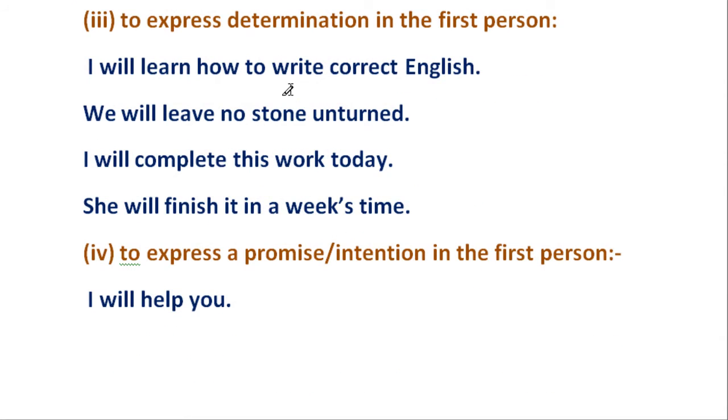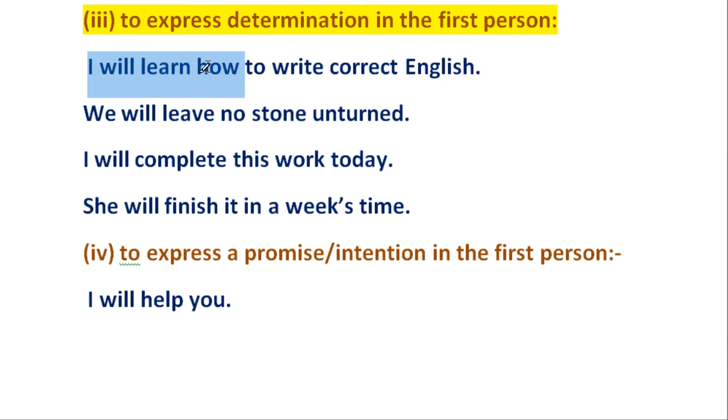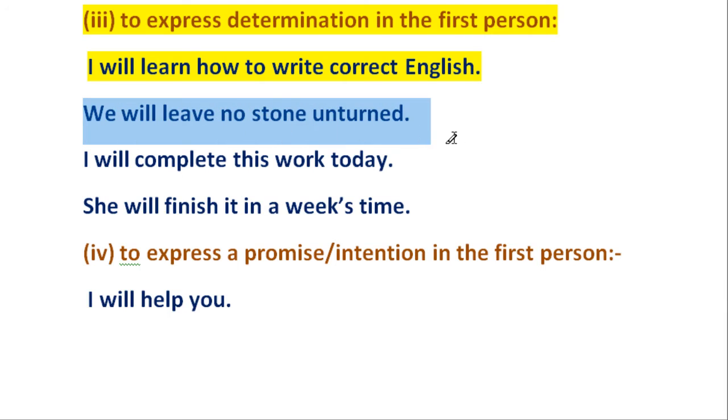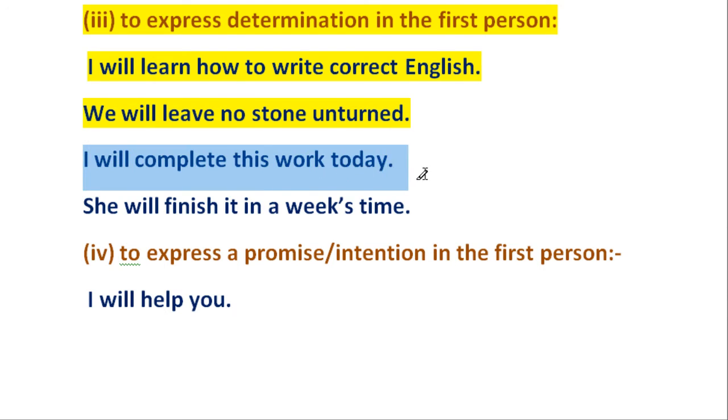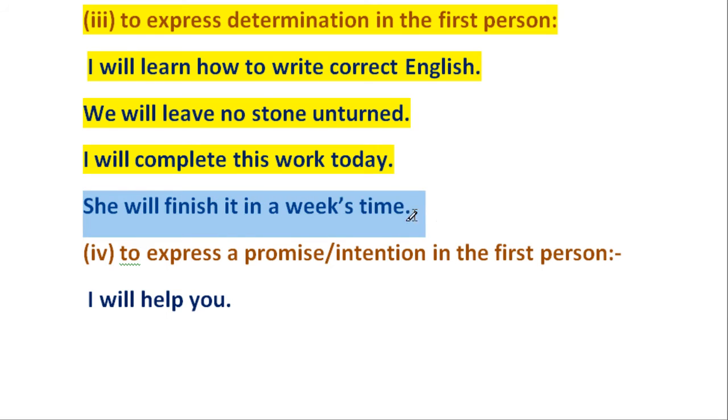Now the third use of will is used to express determination in the first person. That is when will is used with first person pronouns like I and we. Will expresses determination. Example, I will learn how to write correct English. We will leave no stone unturned. I will complete this work today. She will finish it in a week's time. So these sentences express determination.